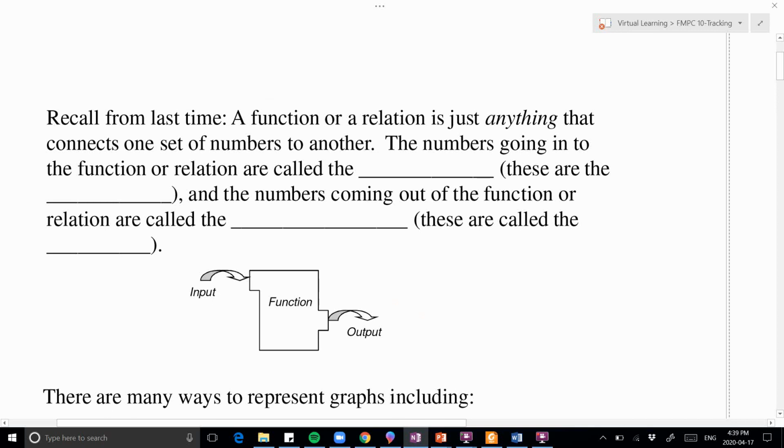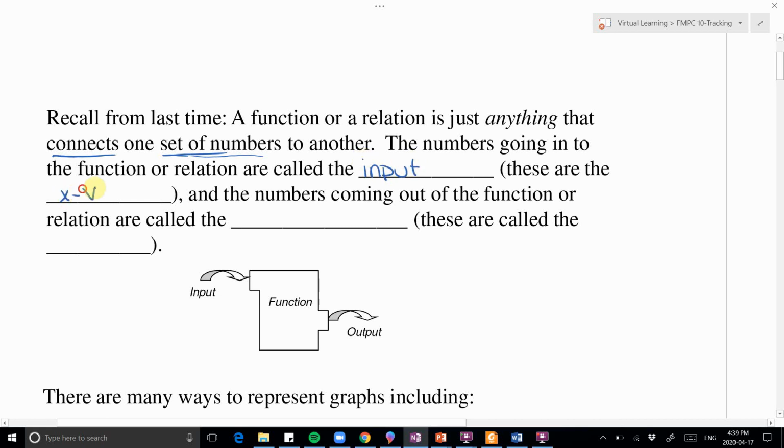So remember last time what we were talking about here are functions or relations. So they're anything that's connecting a set of numbers. So your set of numbers are all of your data points, right? What is my speed at 5 minutes? What is my speed at 10 minutes? Those are all the data that we are trying to connect. And when we look at that, we have 2 very different data points. We have the numbers that go in, which we call the input.